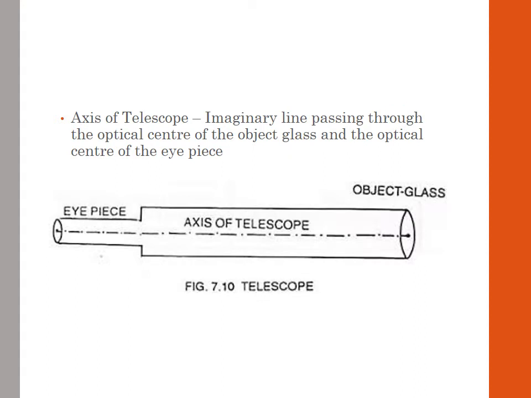The next terminology is the axis of a telescope. Have a look at the image on your left hand side. We have the eyepiece at the left side and the object glass at the right side. That is, in a telescope we have two things, eyepiece and object glass. So the axis of the telescope is the imaginary line passing through the center of the eyepiece and the optical center of the object glass.